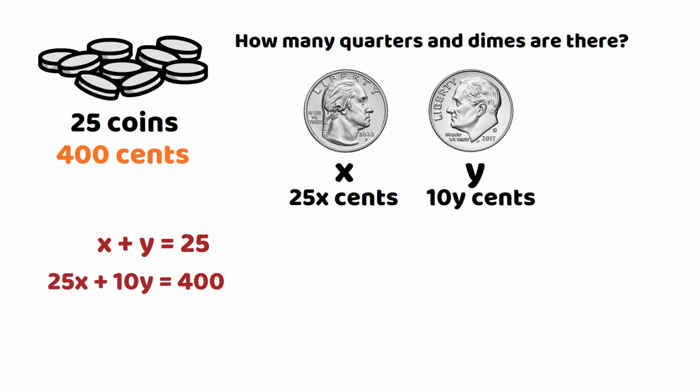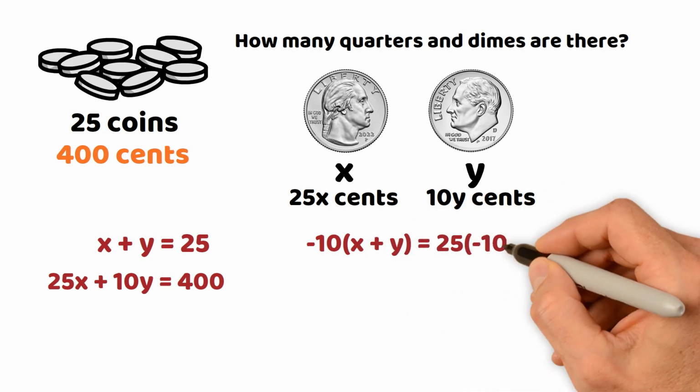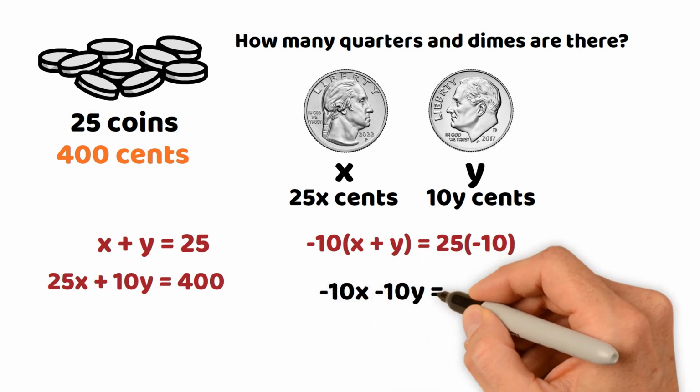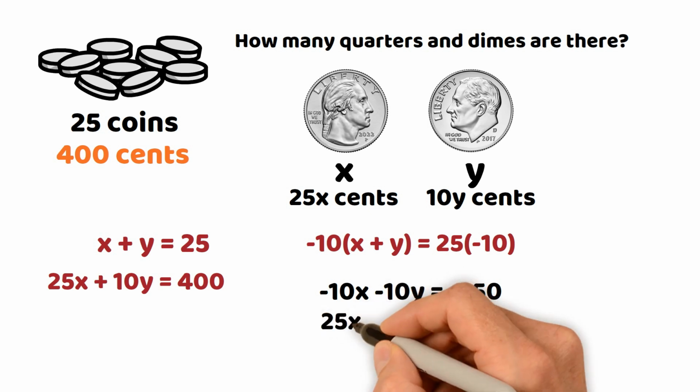We can use substitution or elimination, and of course there are many individual ways to do each one. For purposes of simplicity, I'm going to use elimination. And the way I'm going to do that is to multiply the top equation by negative 10 so that the middle term can cancel out when we add them to each other. If we multiply the entire top equation by negative 10, we get negative 10x minus 10y equals negative 250. Now we add the equations together.